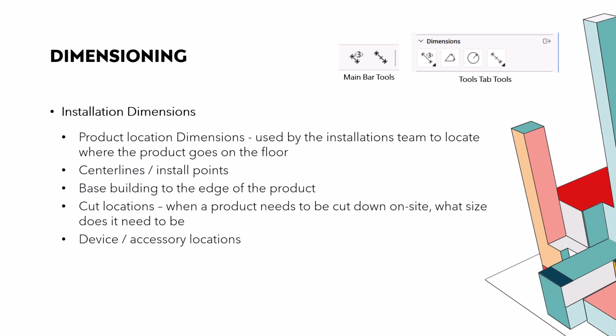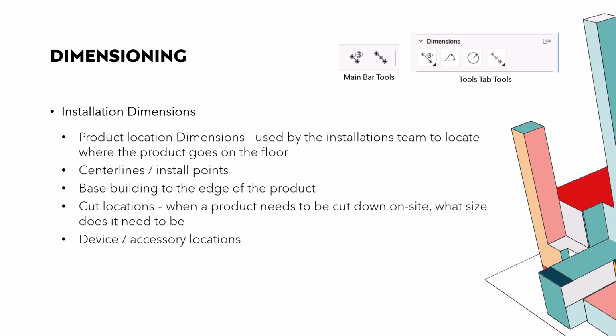Base building to edge of product is another way of indicating product location. And cut locations. If you have a custom application, maybe you're cutting a hole for a box, maybe you're cutting down a rail, anything that also has to be altered on site by an install team or a trade should be communicated with those specific instructions and dimensions on your drawing.